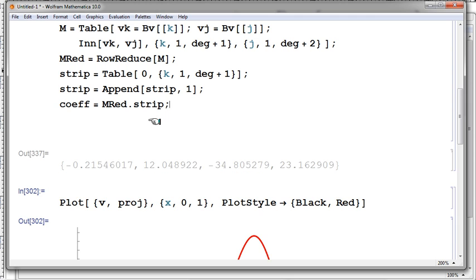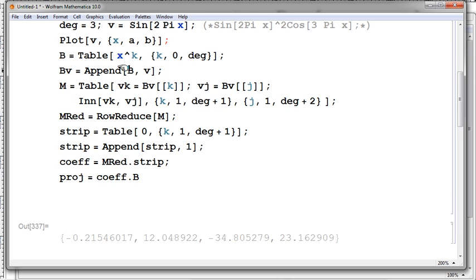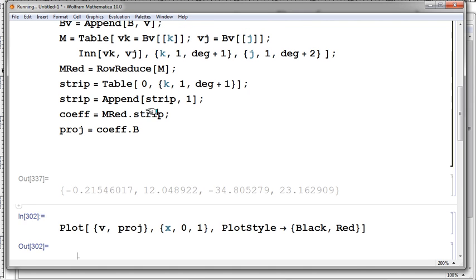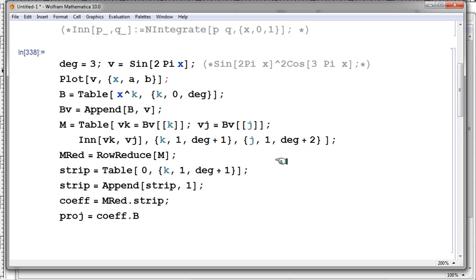It's done like this. The coefficient vector is dotted with b. What was b here again? b is 1 through x to the third. So if you hit it, that multiplies each of the elements as if it is a dot product, and we have this thing. So that polynomial is supposed to be a good approximation of sine 2 pi x.